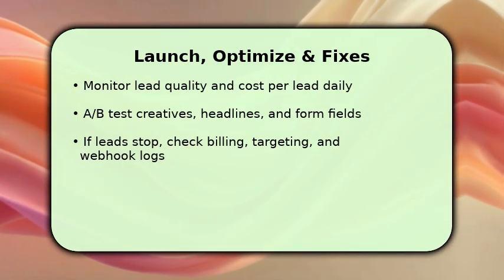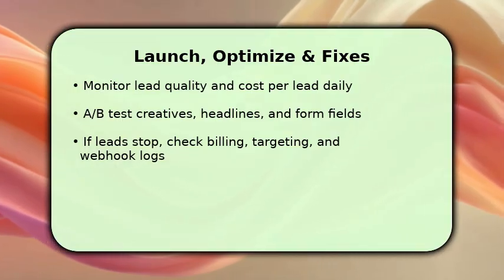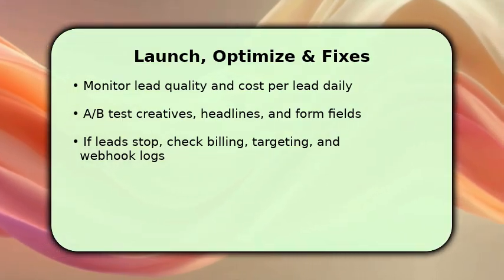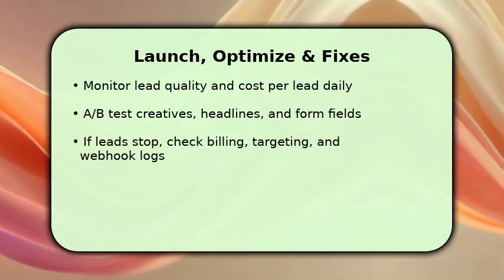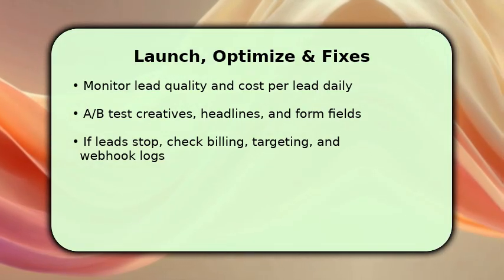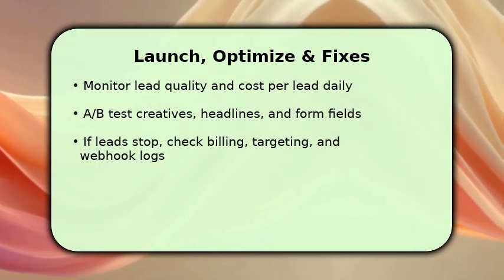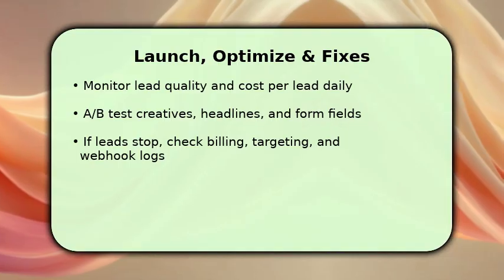Make sure you set weekly cadence for review and adjust audience or bid type to control costs. If data stops arriving, check billing thresholds first, then verify audience targeting and inspect webhook or CRM logs for errors. Resolve.